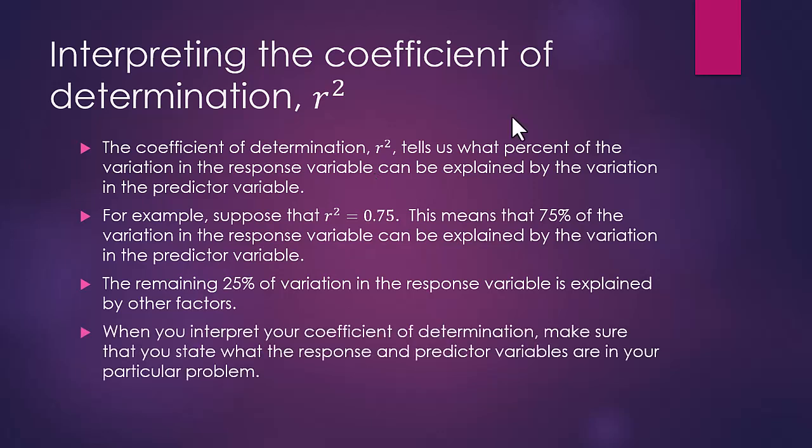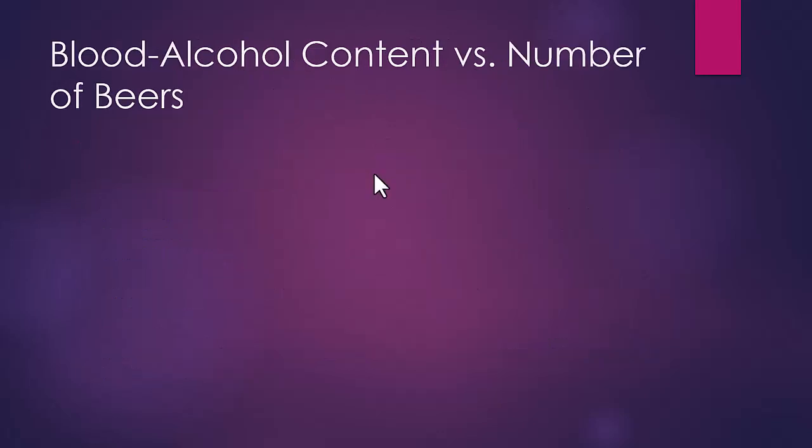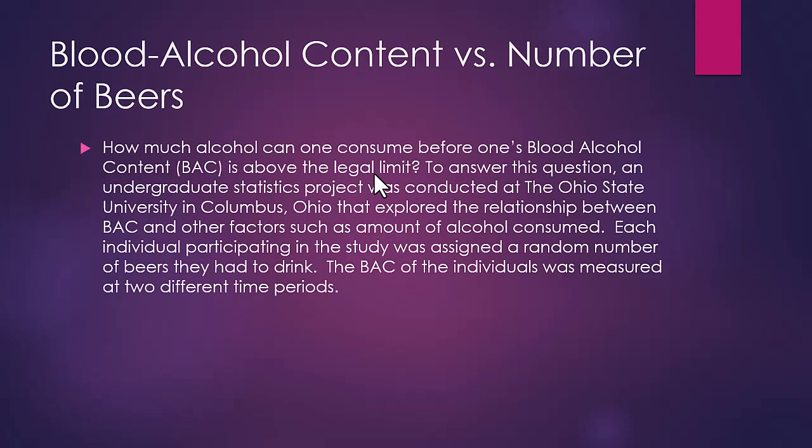When you interpret your coefficient of determination, make sure that you state what the response and predictor variables are in your particular problem. Let's take the example of blood alcohol content versus number of beers. How much alcohol can one consume before one's blood alcohol content, or BAC, is above the legal limit?